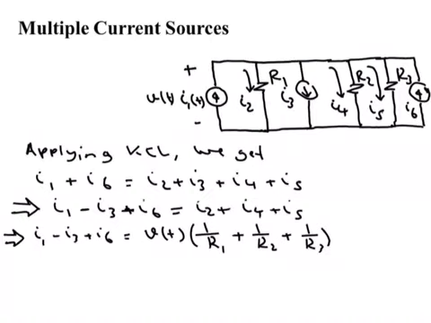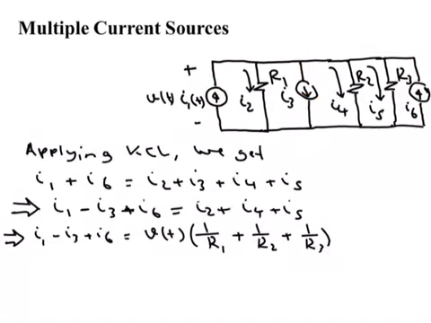We apply KCL here. We say the sum of currents flowing in is equal to the currents flowing out. So I1 plus I6 is going to be equal to I2 plus I3 plus I4 plus I5. This is what I wrote here. Because I3 is a source, I'm going to take it to the other side. So you can see now I have one equivalent current source. This equivalent current source is equal to the sum of this one plus this one minus this one.